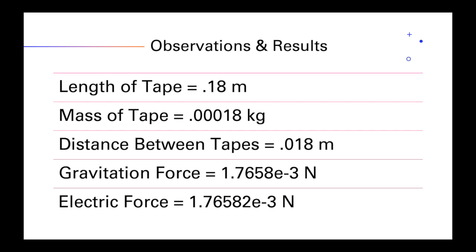I made several observations before conducting my experiment that allowed me to calculate specific results. I measured the length of the tape and used it to find the mass of the tape, and then measured the distance between the tapes when the top tape began to float. These values allowed me to calculate the magnitude of the gravitational force and the electric force on the top tape.